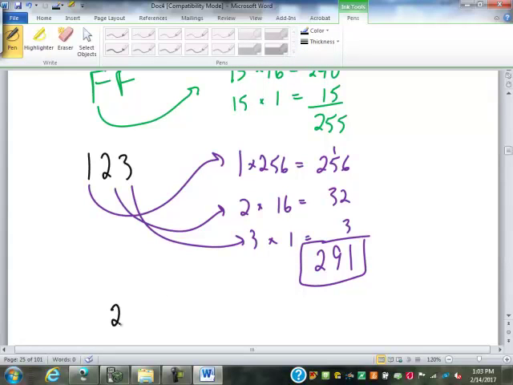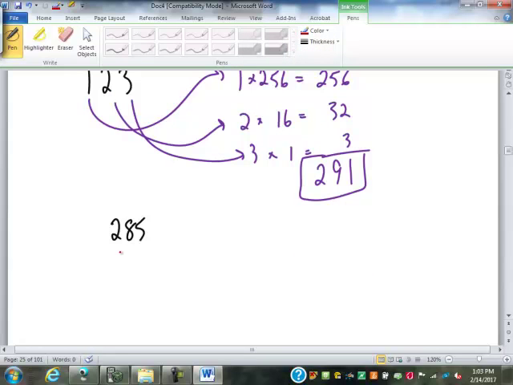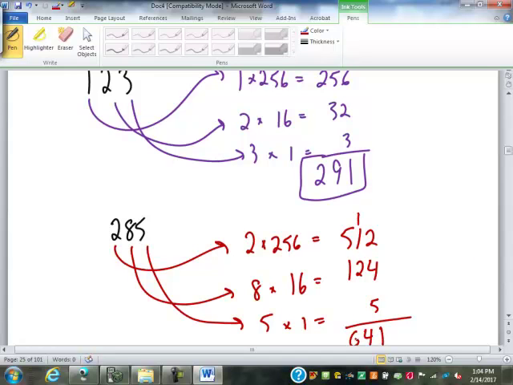Number 8, 285. So the 2 is times 256. So that's 512. 8 is times 16. It's 128. And then 5 ones is going to give us what? 641. Any questions so far?